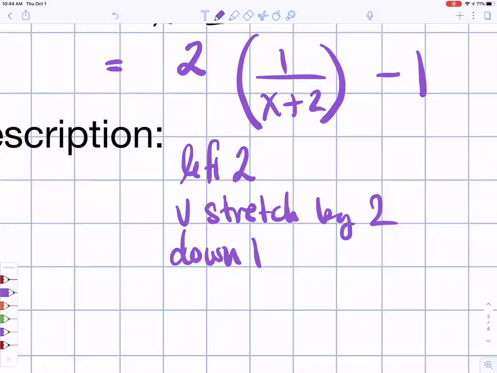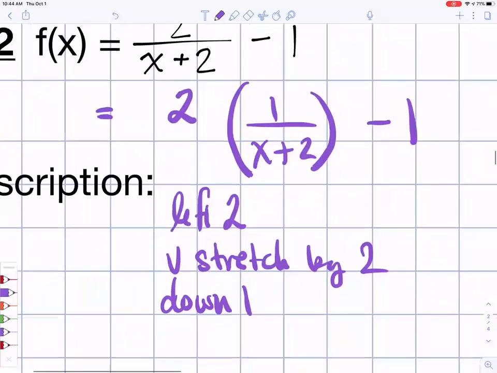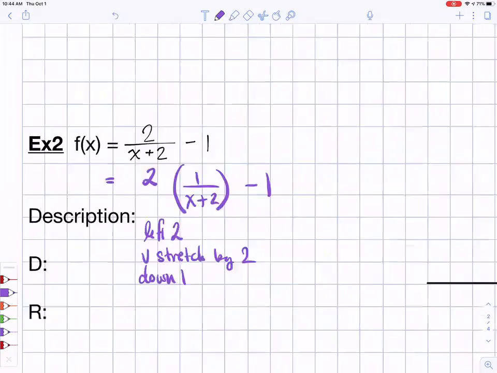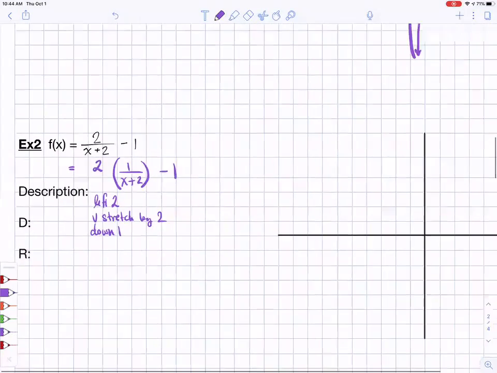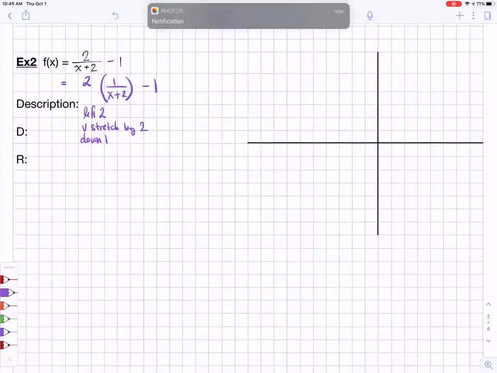Okay, vertical compression, you guys tell me. How would I know if it was a vertical compress? Yeah, if my number is between 0 and 1. So like a 1/2, a 3/4, a 2/3, a 0.1, a 0.9. All of those would cause a vertical compress. Okay, but it's not the plus or the minus. That is a reflection. Okay, so that doesn't have anything to do with the vertical stretch. All right, so now let's go to our asymptotes.